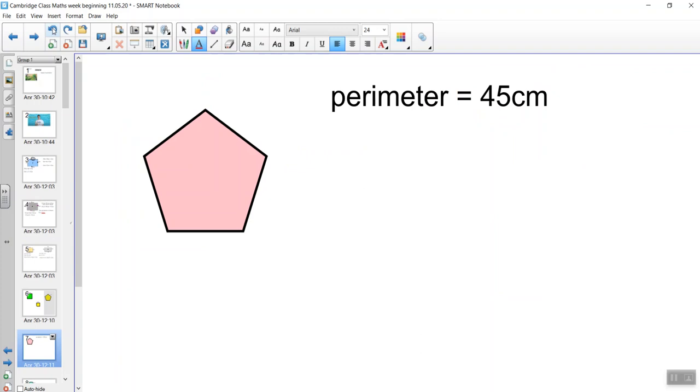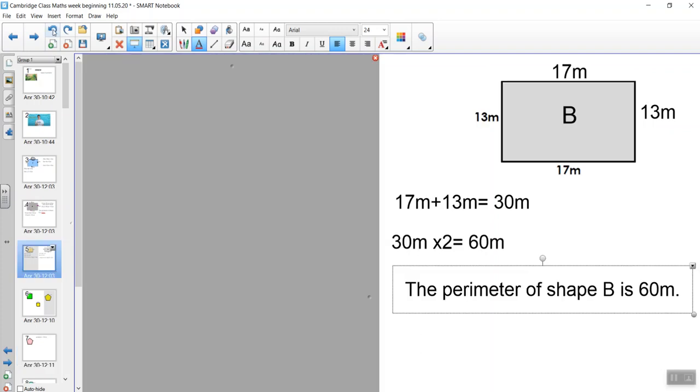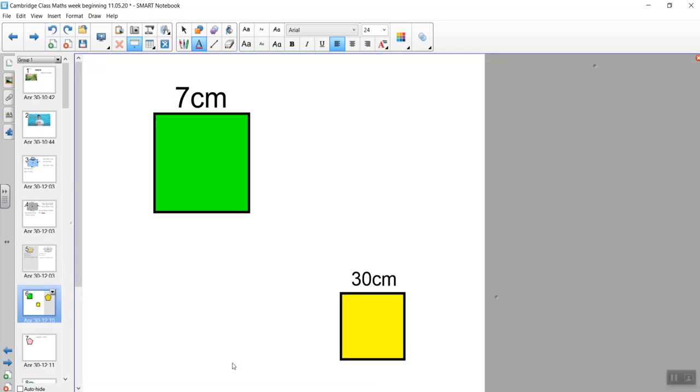Seem to have lost that slide. Let's see if I can find it. There we go. What do I know about the properties of a square? And yeah, we know that all the sides are the same length. So let's just concentrate on this square. I know that each one of these sides is the same length. So I know that each one of them is 7 centimetres. So I can pop them in just so we can see them. 7 centimetres.